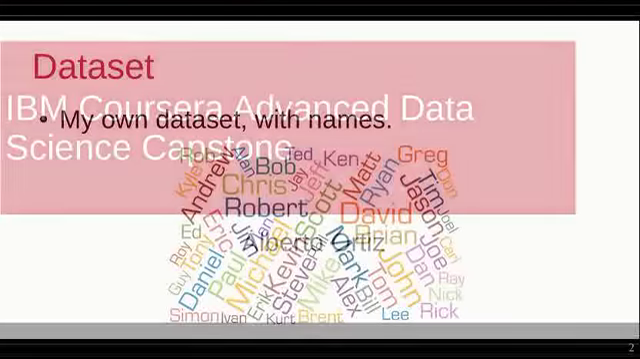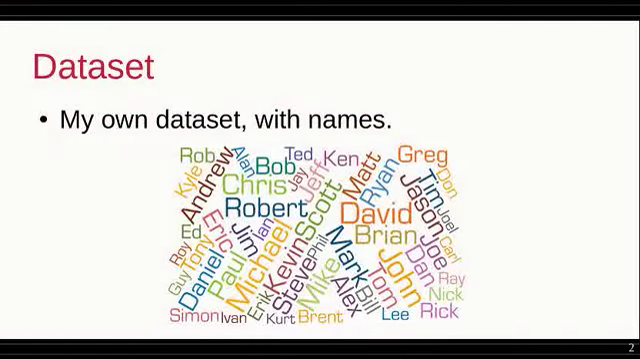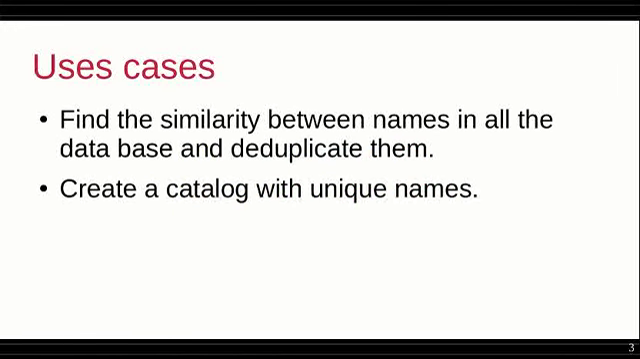In this video I will introduce my own dataset, which contains two fields with similar names and other fields that I will not show you for privacy. Okay? The use cases: the first is to find the similarity between the names in the entire dataset and deduplicate them. Once the previous step is finished, create a list with unique names, right?